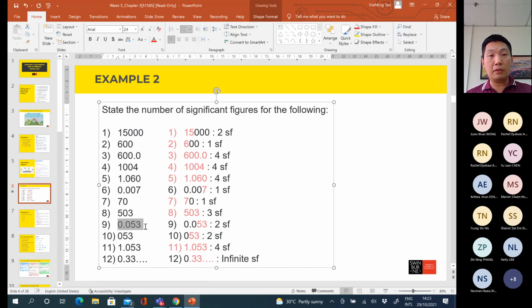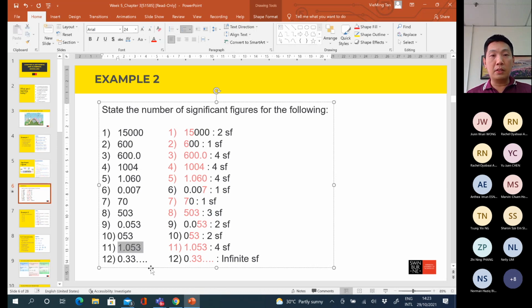Okay, next, 0.053. Before these 0s, on the left hand side, there is no non-zero number. So these 0s should not be included as significant figures. So only 5 and 3. The answer is two significant figures. And this number is 053. So this 0 has no non-zero number on the left-hand side, so it should not be counted. This is called the leading 0. So it should be excluded from the significant figure calculation. So we only include 5 and 3.